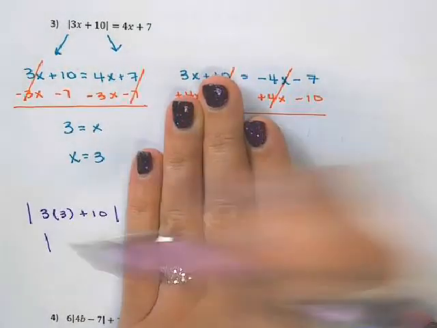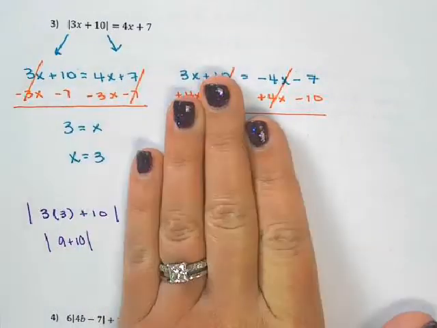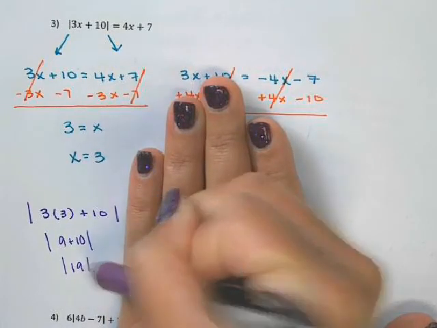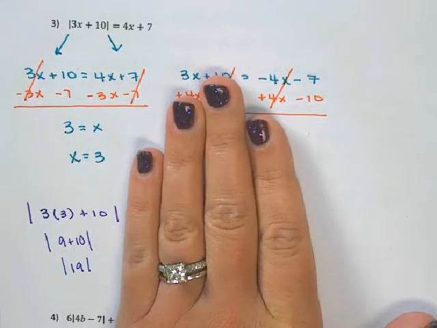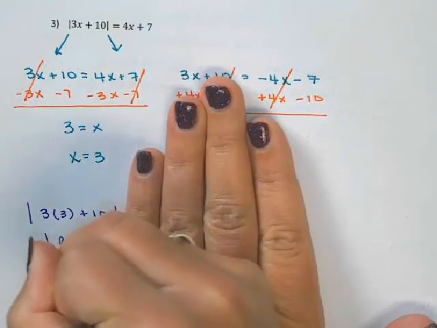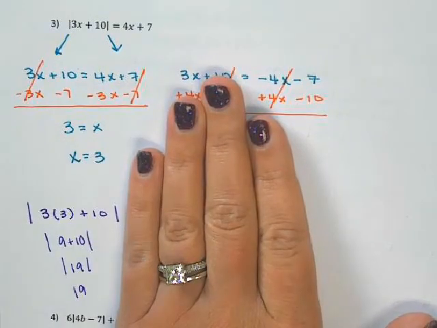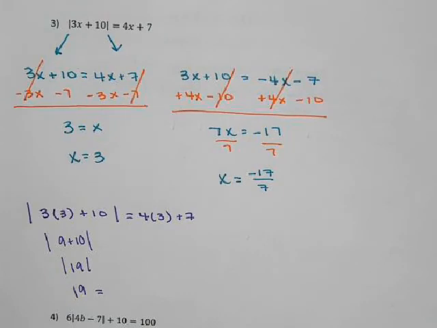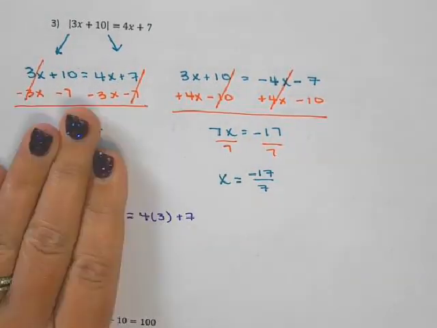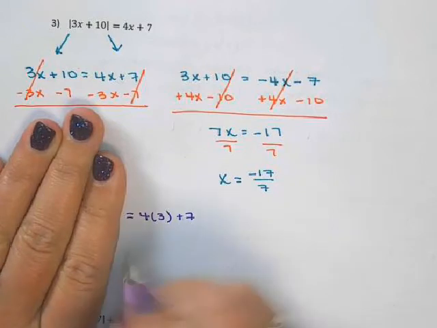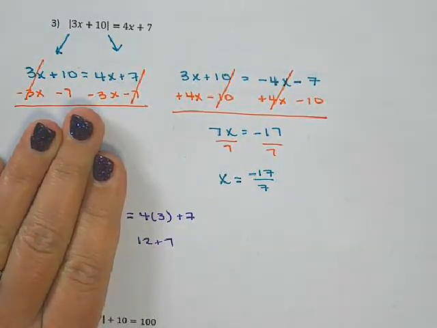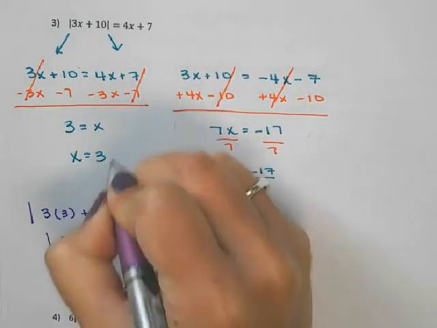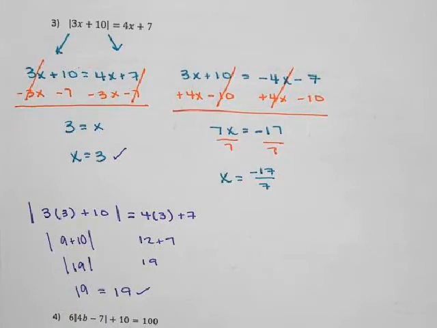So cover up that right side, and we're going to simplify the expression on the left side. This is the absolute value of 9 plus 10, the absolute value of 19. And the absolute value of 19 is 19. Equals. Now we're going to cover up the left and we're going to simplify the right side. 4 times 3 is 12 plus 7. 12 plus 7 is 19. So we got 19 equals 19. And that tells us that when we plugged in 3, it worked. So that is a solution.